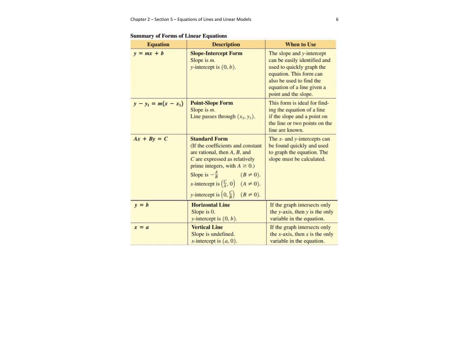Okay, and then on this last page, we've got this table, which is a great summary of all the different forms of a linear equation that we've seen. It's got slope-intercept, point-slope, standard form, and then a nice little reference for how horizontal and vertical lines work. So this is a good reference in case you ever need to look back at it.